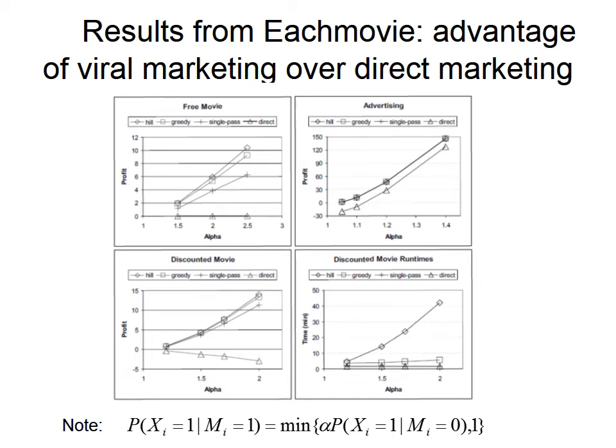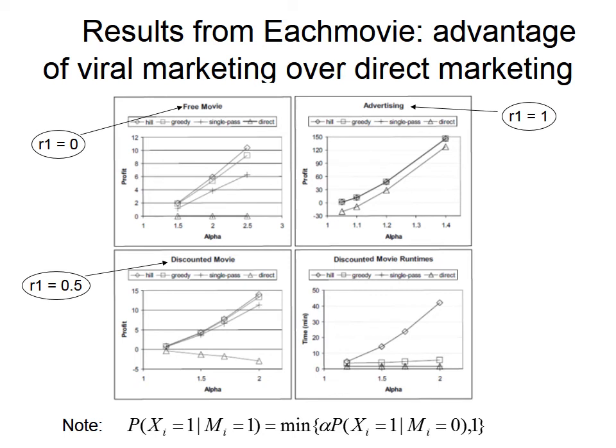Here is the most essential result from each movie. These figures compare 3 search methods on both viral marketing and direct marketing for 3 scenarios, which are free movie, ads movie, and discounted movie. For the free movie, R1 equals 0. Note that R1, as we have mentioned before, means the revenue from selling the product to customer i if a marketing action is performed on him. While advertising means we can get the highest revenue, so R1 equals 1. And for the discounted movie, R1 equals 0.5.